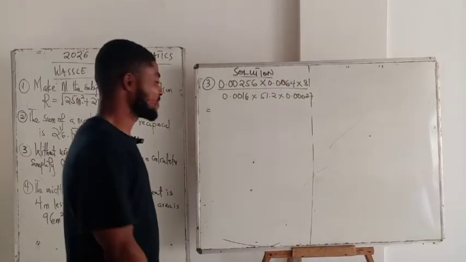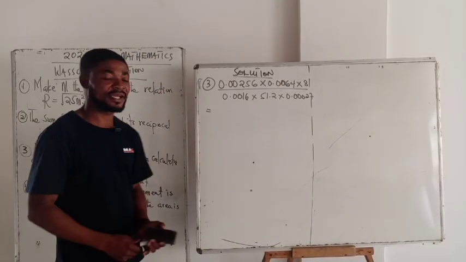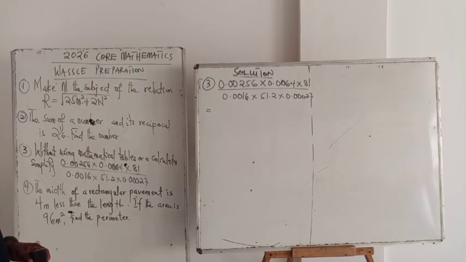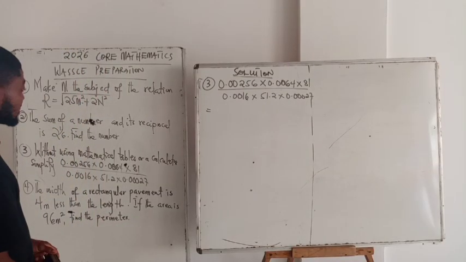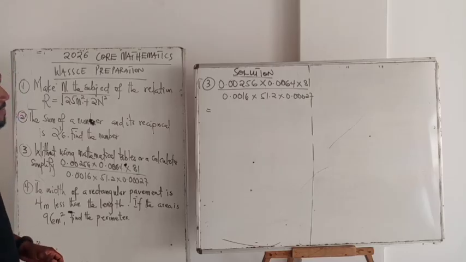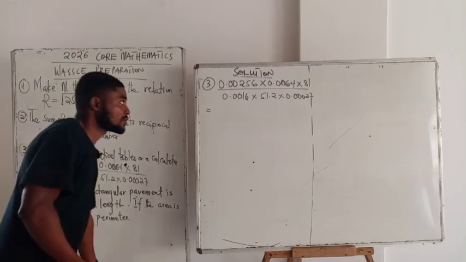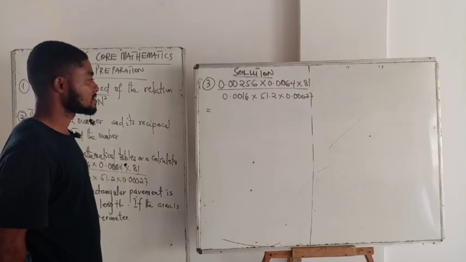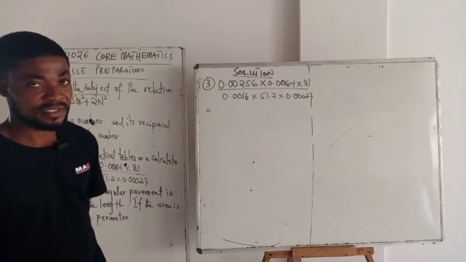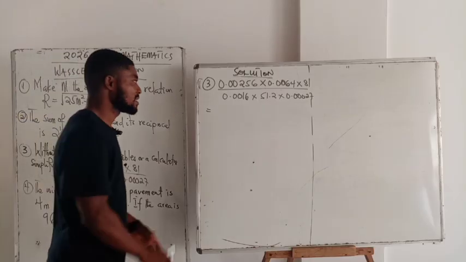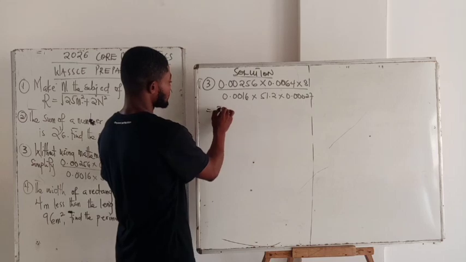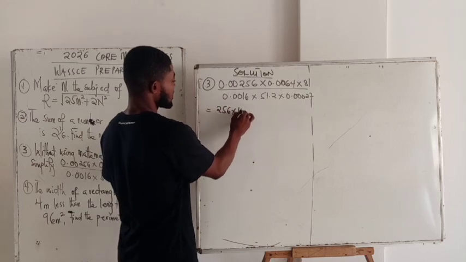All right, so we continue quickly with question 3. It says that without using mathematical tables or a calculator, we have to simplify 0.00256 times 0.0064 times 81 all over 0.0016 times 51.2 times 0.00027. So we just write the whole thing, 256 times 10 exponent.